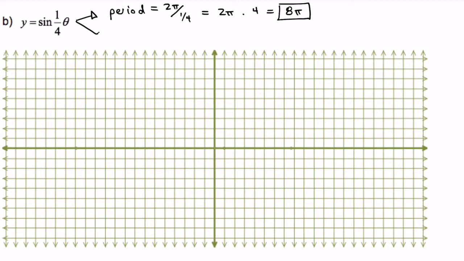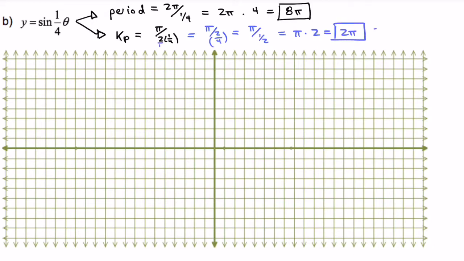Now we can find the key points. Key points are always pi over 2b apart. So pi over 2 times a quarter, which is 2 over 1. So this is the same as pi over 2 over 4, which we can reduce, 2 over 4. So this is pi over a half. Invert and multiply, this is pi times 2 over 1, which is just 2 pi. So the key points are 2 pi apart.